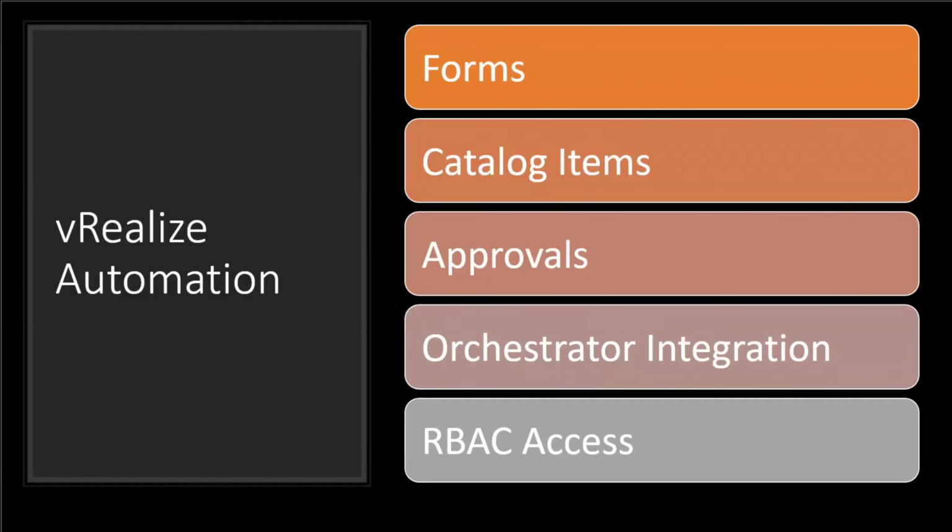vRealize Automation, there are a couple of things I like about it. One, it does forms really well. It has custom forms built into the blueprints, and we use those. It's basically built off catalog items and approvals. So really, it can front end all of the items that you put out for self-service. You can tie them to business organizations, so it's doing full org structure with RBAC access, and it can just hand off to vRealize Orchestrator. So we're going to showcase that as well.